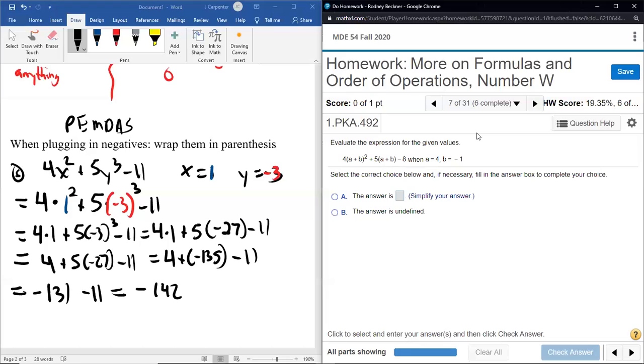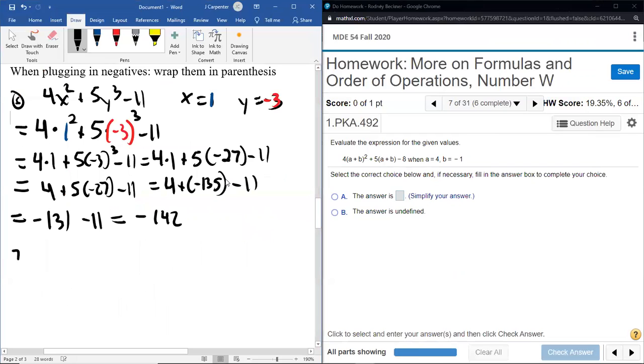We'll do one more of these, and then I'm going to move ahead to something else. This is number 7.4, and I'm not going to rewrite the problem. I'm just going to go ahead and inject the numbers. 4(a + b)² + 5(a + b) - 8. A is 4, b is negative 1.